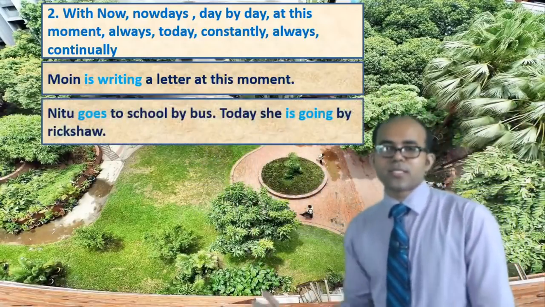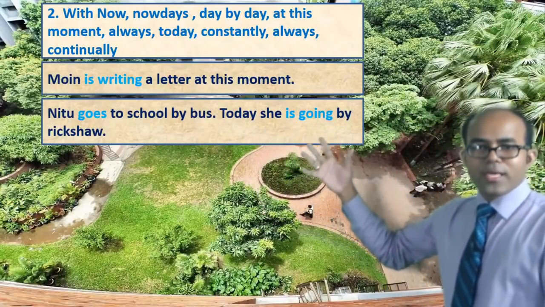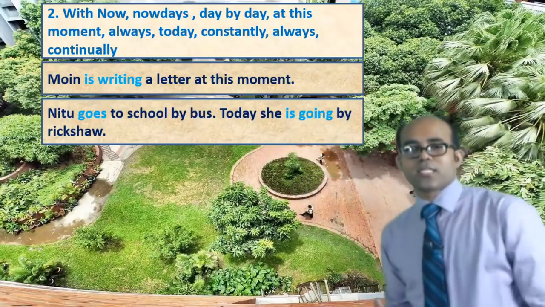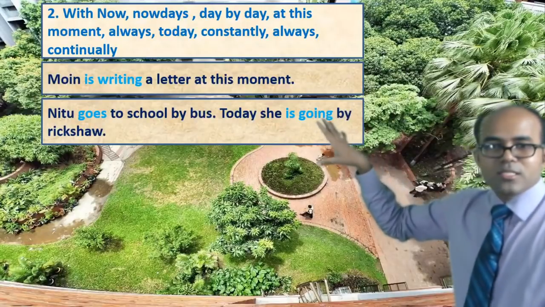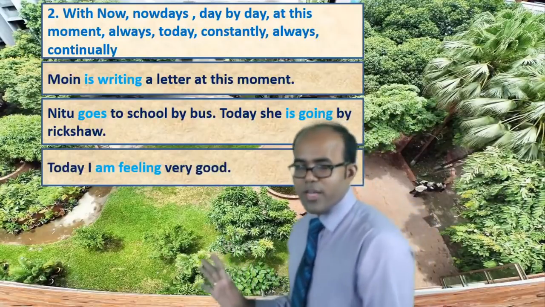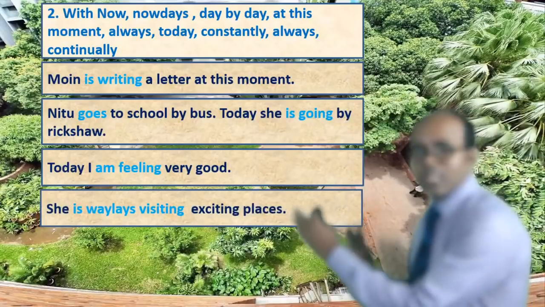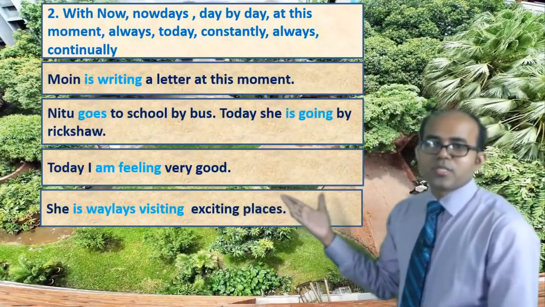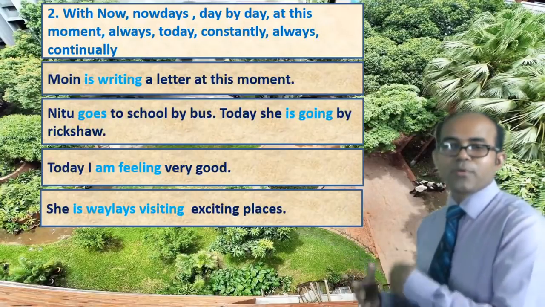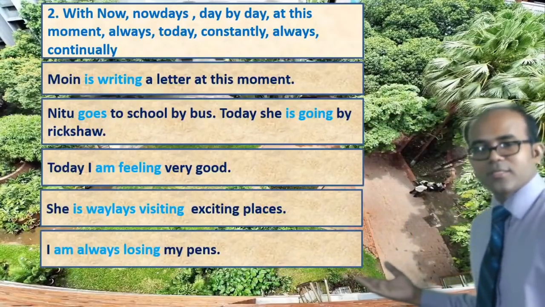So he is writing. Nitya goes to school by bus. Today she is going by rickshaw. See, the word today shows a change in her action, so the sentence is here, is going. Today I am feeling very good. It means there's a change in action. Today you're feeling, maybe you were sick, now you're feeling good. She is always visiting exciting places. She's doing it repeatedly. Okay. I'm always losing my pens.